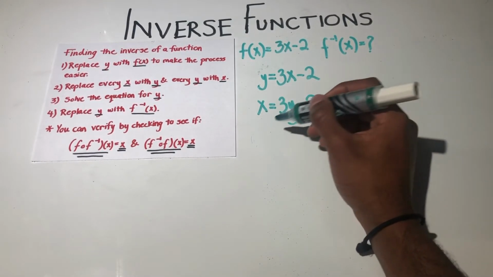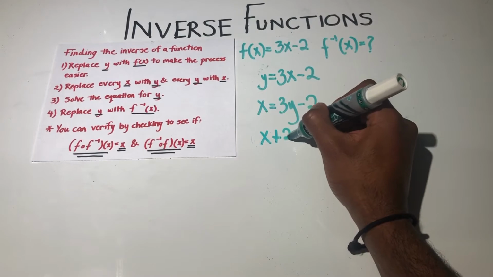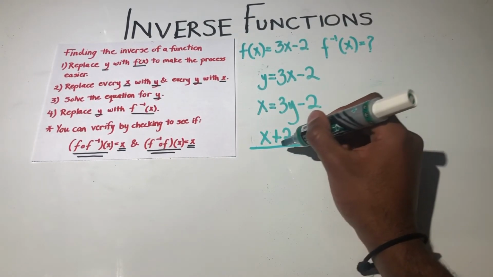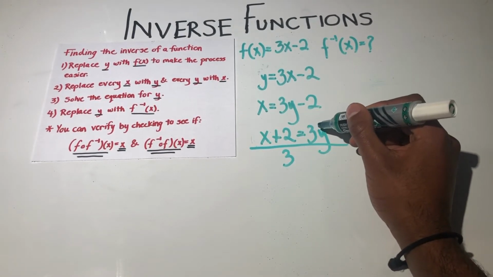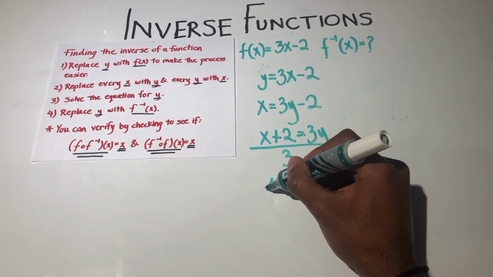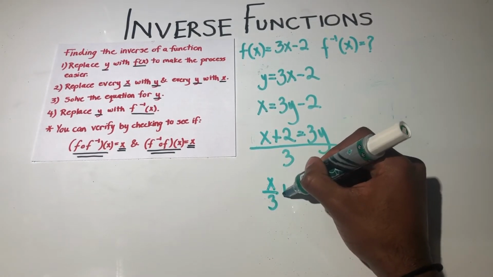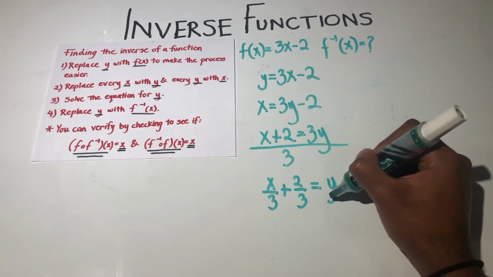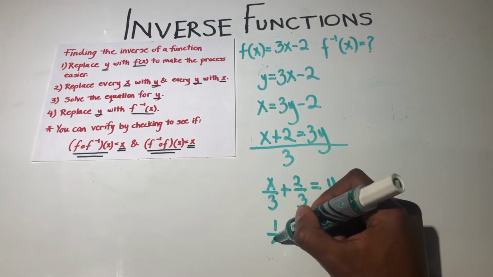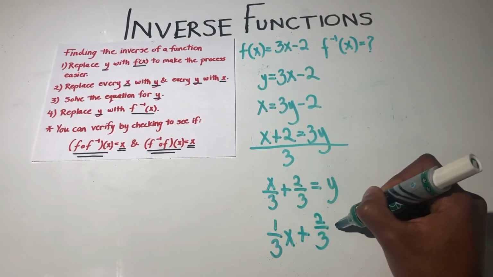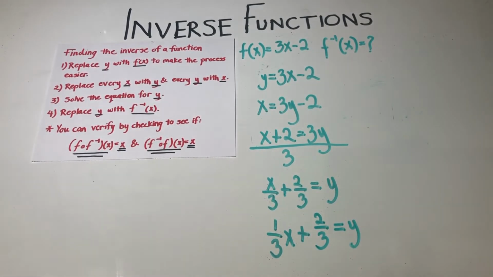If we add 2 on both sides, we're going to get x plus 2 is equal to 3y. Then if we go ahead and divide each term by 3, that's just going to get rid of the 3 coefficient in front of the y. And then we're going to end up with x over 3 plus 2/3 is equal to y. And that's basically 1/3 x plus 2/3. And that's all equal to y. Let's go ahead and verify that.